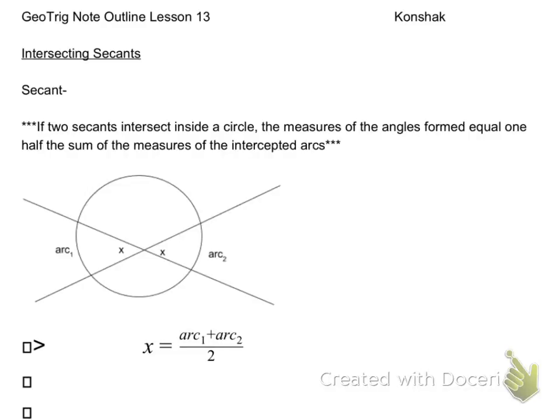Geotrig Lesson 13, intersecting secants is the first one. So first thing, before we talk about what's going to happen with the secants, let's do what is a secant. What is a secant?